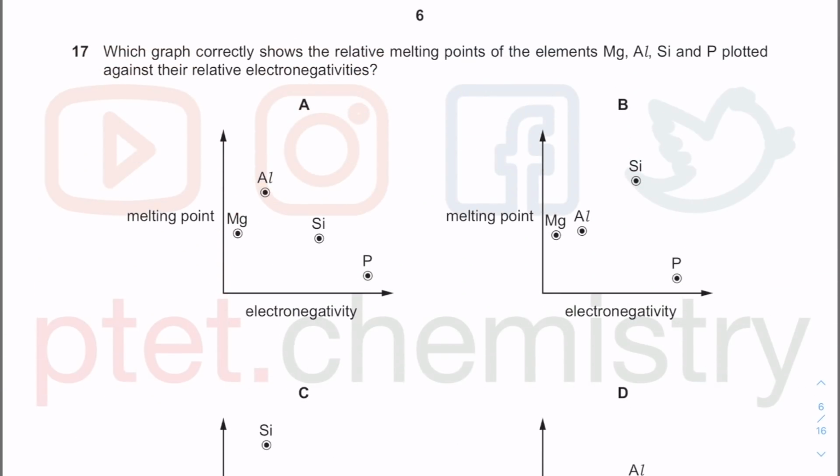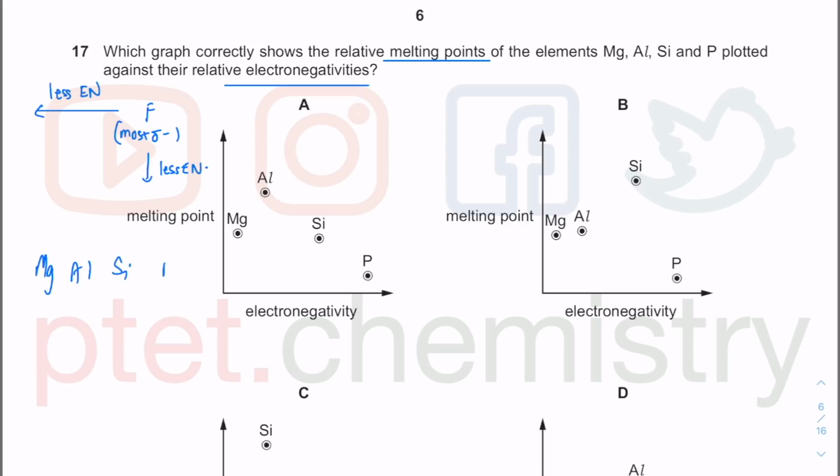Question 17, we're talking about the melting point against relative electronegativity. Electronegativity is slightly easier to understand in the sense that fluorine is the most electronegative element, and going right to left, this one becomes less electronegative, and going down the group, this one becomes less electronegative. If we go on to the next period from left to right, we will have magnesium, aluminium, silicon and phosphorus. On the x-axis, electronegativity will increase going from left to right. So we should have magnesium, aluminium, silicon, phosphorus. This is fine on the x-axis.